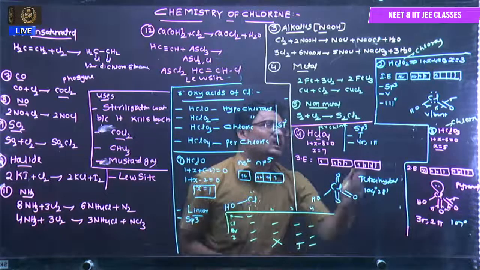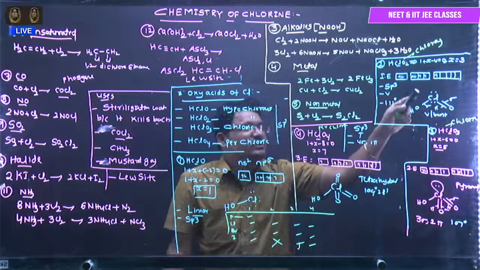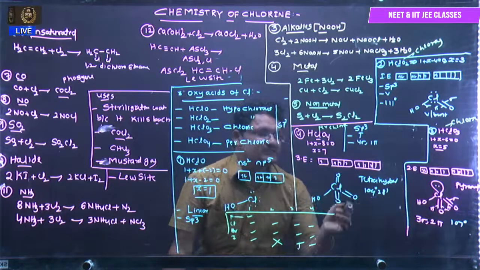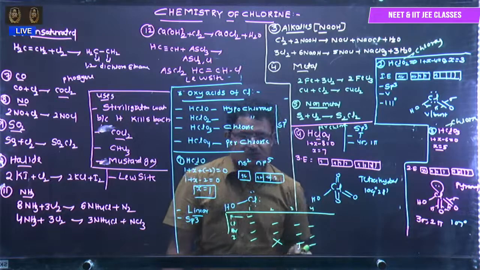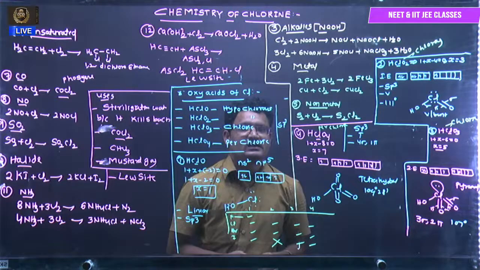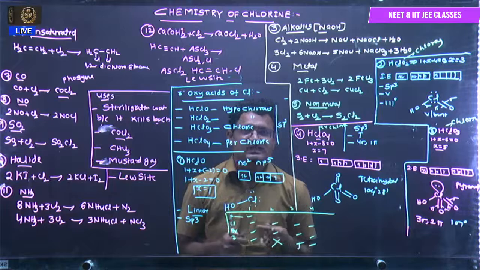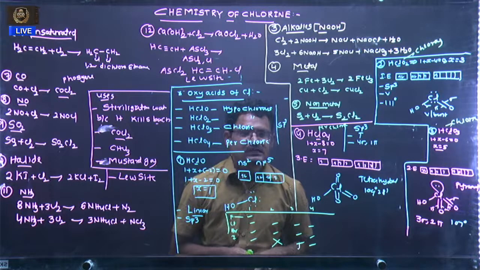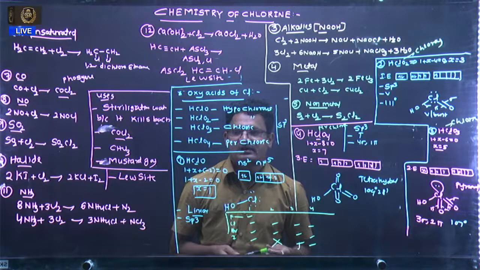Hypochlorous acid is V-shaped, bent or angular. Chlorous acid is pyramidal in shape, and perchloric acid is tetrahedral in shape. Then there are oxides of chlorine, their methods of preparation and chemical properties. That topic we will discuss in the next class.